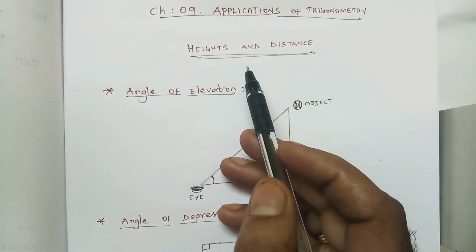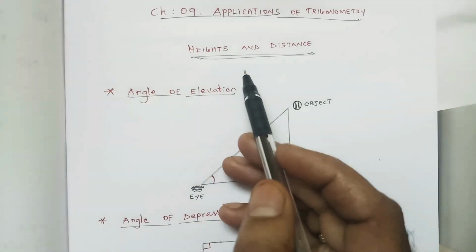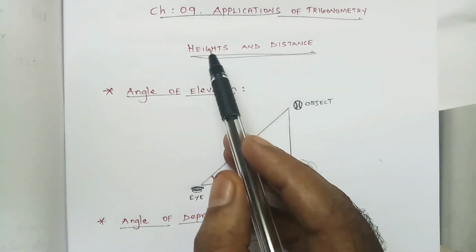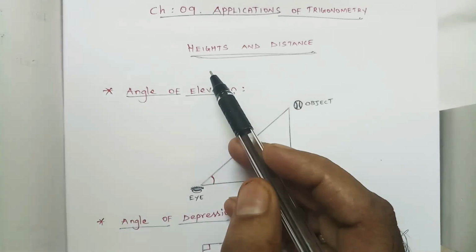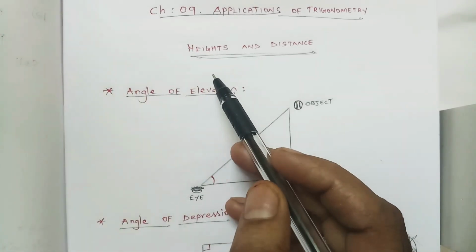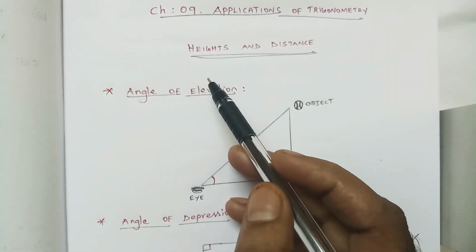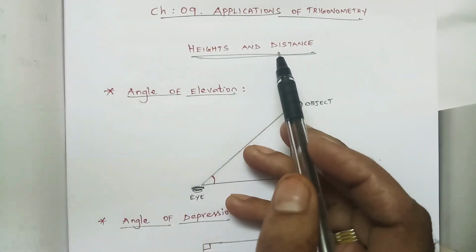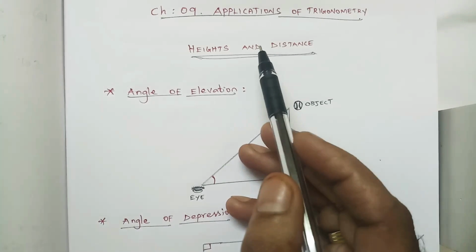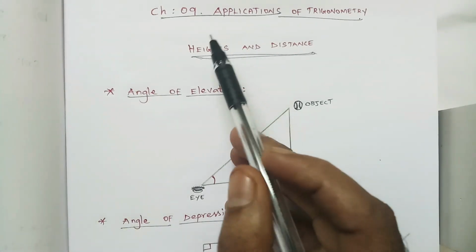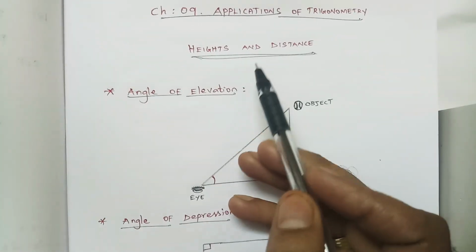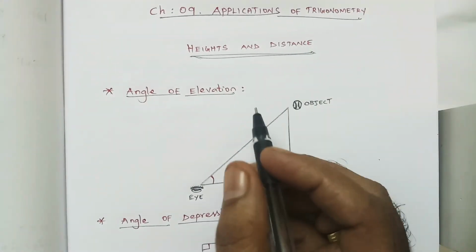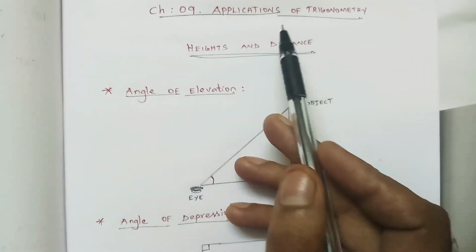Heights and distance, because in this complete chapter we are going to find height and distance: the height of a building or any object, and the distance between two objects, or two buildings, or two people, or whatever it may be. We find heights and distance by using trigonometry. That's why it is called application of trigonometry.